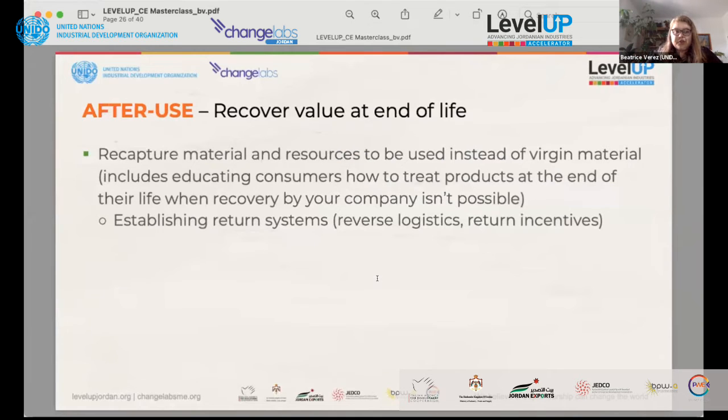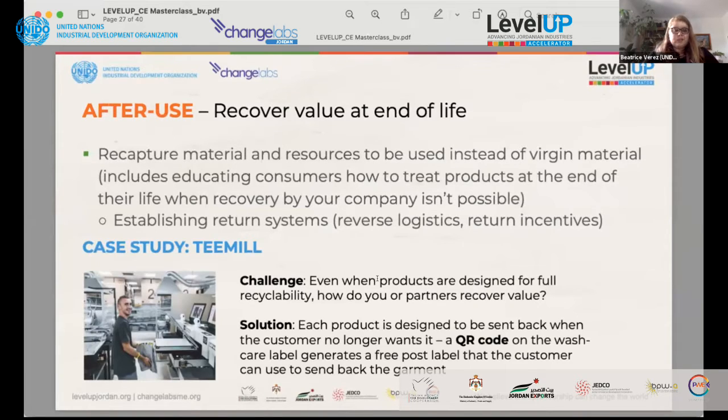So now if we come to the after use, so this is once your customer no longer wears or effectively disposes of the product, how do you recapture the value of that product at the end of its life, so that you aren't relying on a virgin material to recreate the product and to continue selling it? So one of the ways of doing that is to think about how you can recover the item itself through some kind of return system or reverse logistics, and how you can incentivize customers, more importantly, to be part of that system of returns.